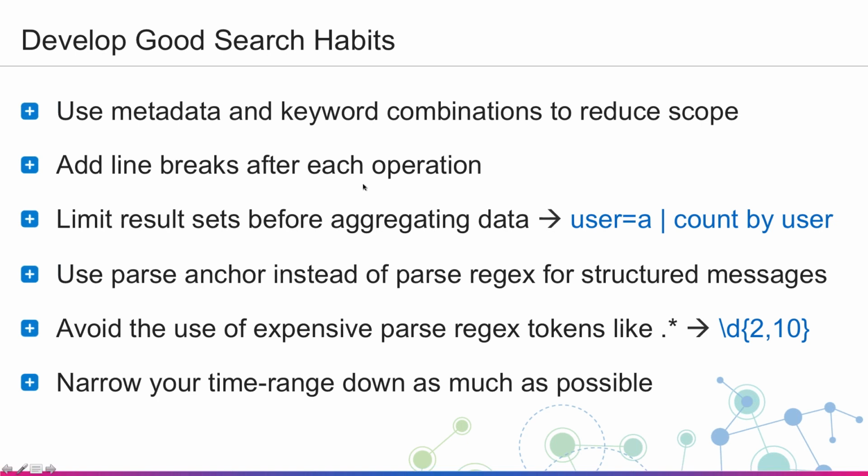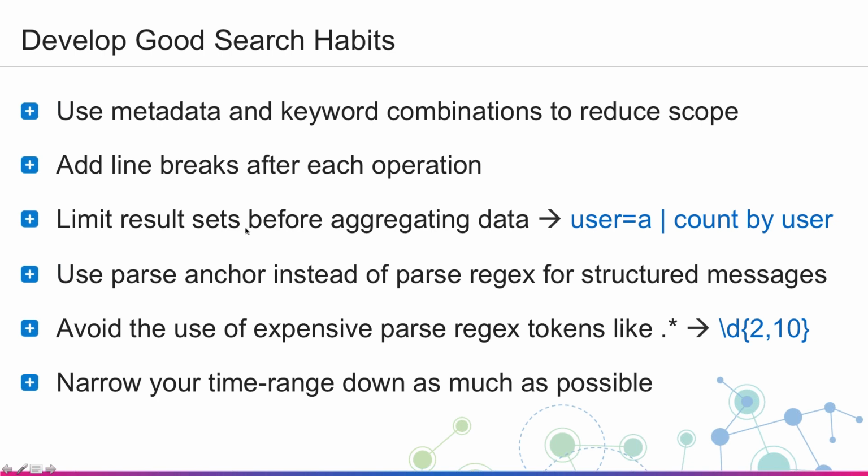When you're creating searches, also add line breaks after each operation so that they're easier to read. Now, this isn't necessarily going to affect the performance or the speed of the search, but if you're sharing that same query and publishing it so that your peers and team members can see them, then it just helps them understand what you're trying to do in that search, right? So add line breaks, make your search more legible.